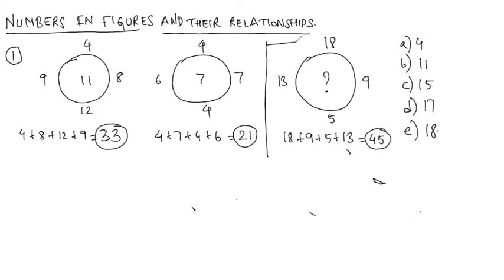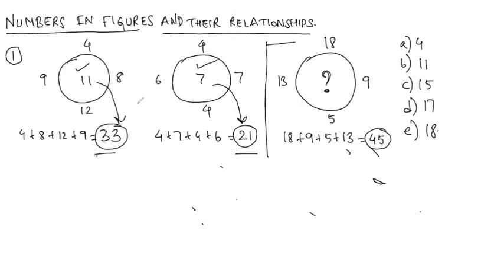Okay, so now we got the sum of the outside numbers. Here it is 33, here it is 21. Inside numbers we have, here it is 11, here it is 7. Find out the relation between these two numbers. If we know that relation, we can find out what comes here.